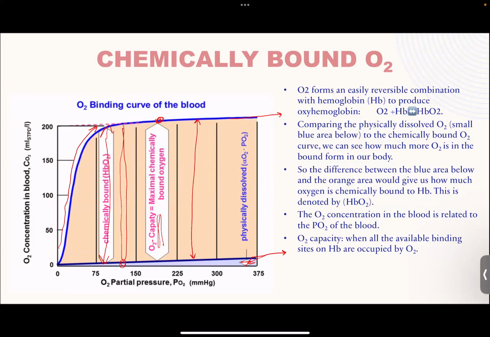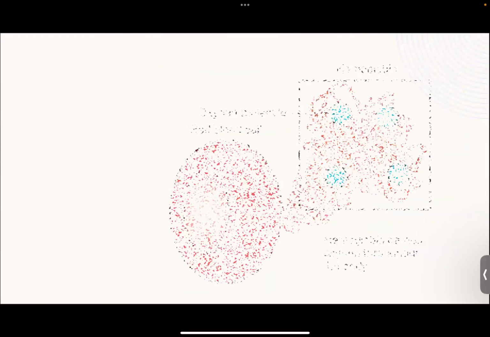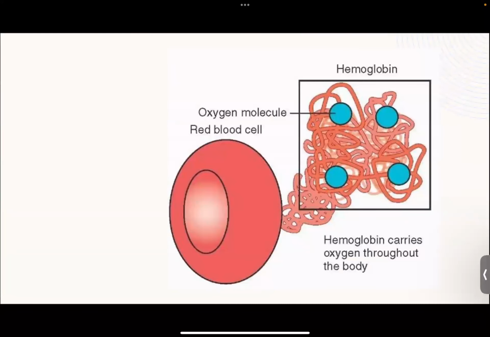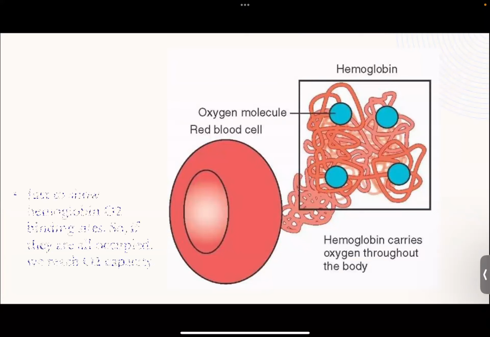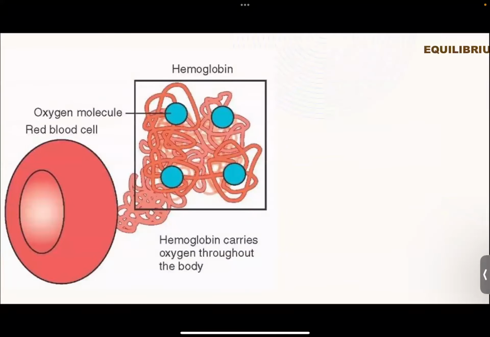Okay. So we said the binding of hemoglobin. This is basically just to show you that hemoglobin has binding sites for oxygen. And if all of these are just taken up, then we say that, okay, it's saturated, it's completely occupied. Okay, so we have physically dissolved and we have chemically bound. And now we're going to see how they act with each other in the body, okay?